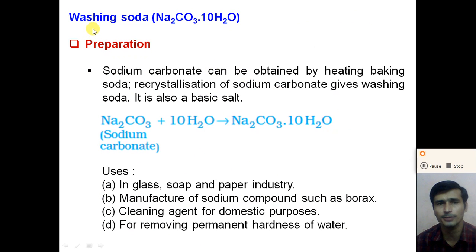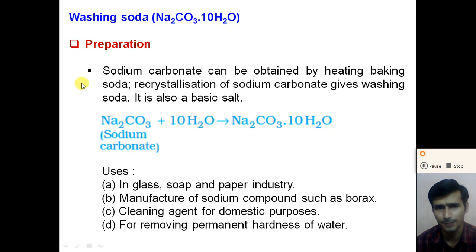Preparation of washing soda: the chemical formula of washing soda is Na2CO3, which we obtain from baking soda. When baking soda is heated, we obtain sodium carbonate, and the washing soda is Na2CO3.10H2O. What is the meaning of this 10H2O? In a crystal of washing soda, there are 10 molecules of water. We will discuss that later.